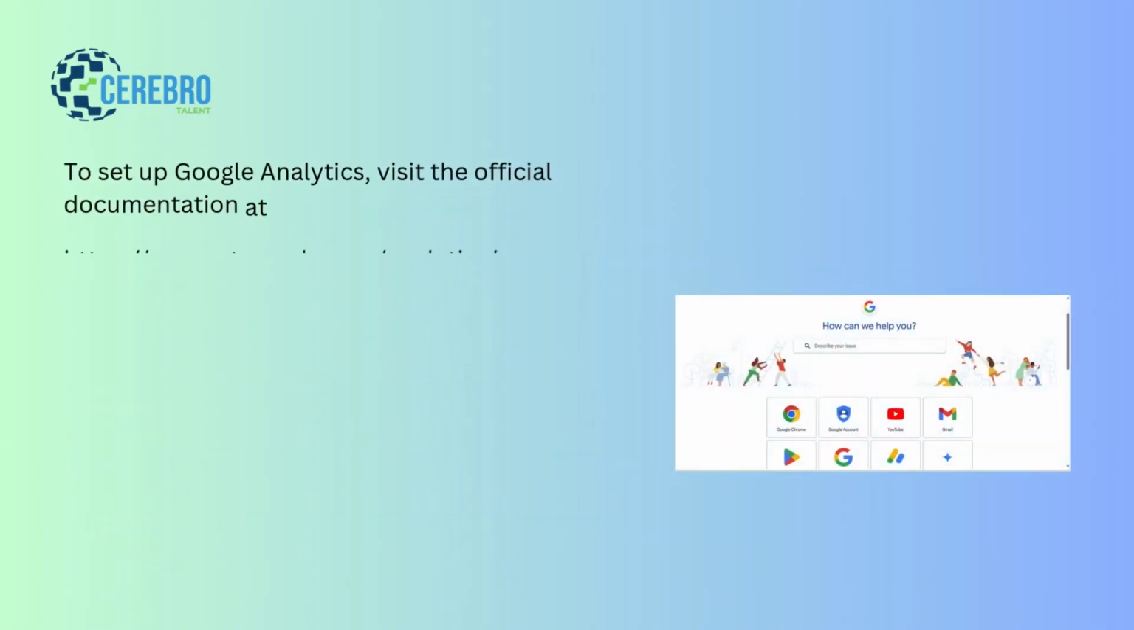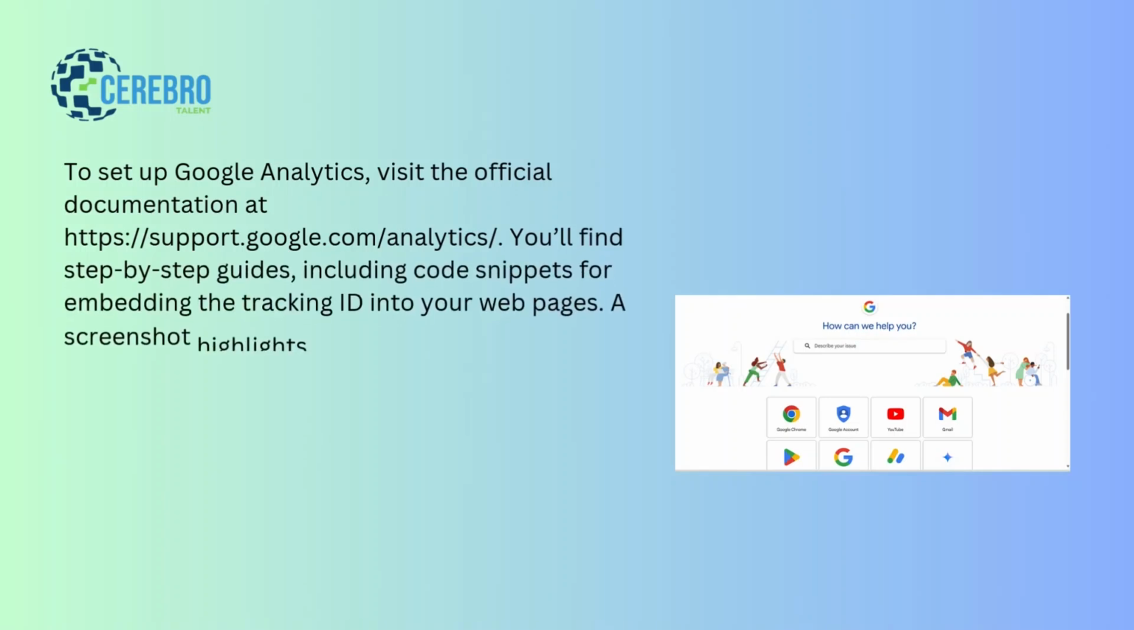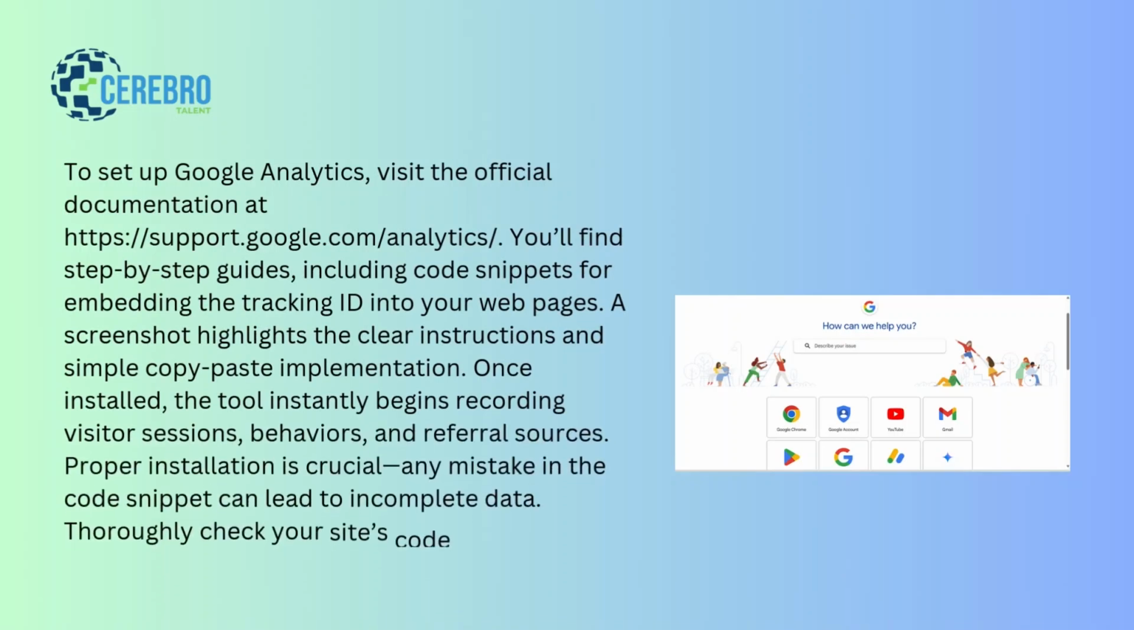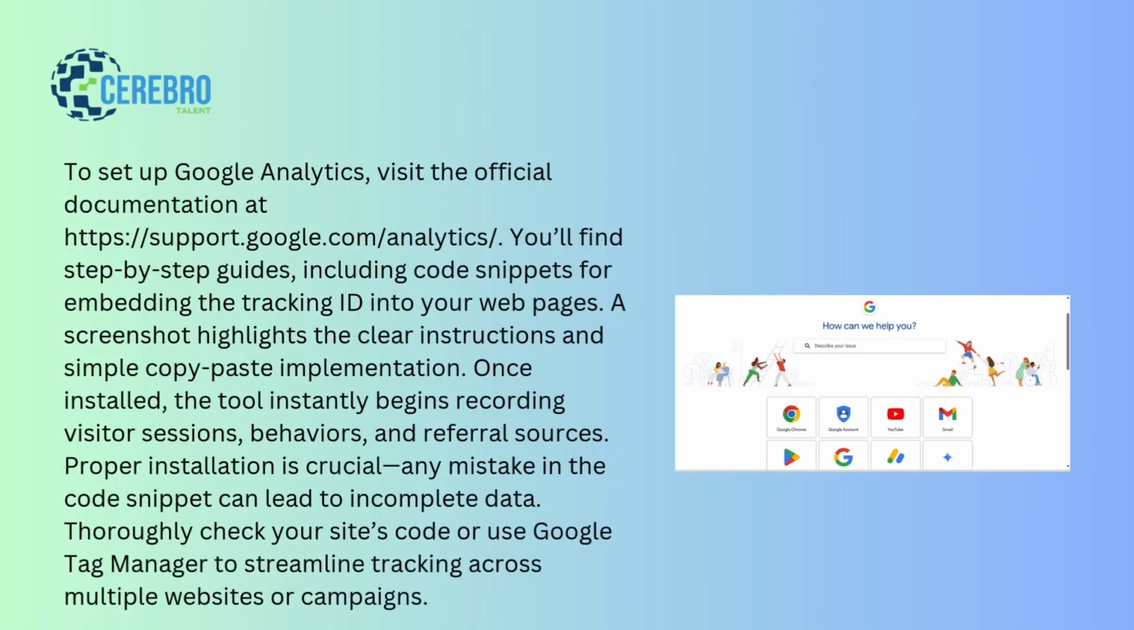To set up Google Analytics, visit the official documentation at https://support.google.com/analytics/. You'll find step-by-step guides, including code snippets for embedding the tracking ID into your web pages. A screenshot highlights the clear instructions and simple copy-paste implementation. Once installed, the tool instantly begins recording visitor sessions, behaviors, and referral sources. Proper installation is crucial. Any mistake in the code snippet can lead to incomplete data. Thoroughly check your site's code or use Google Tag Manager to streamline tracking across multiple websites or campaigns.